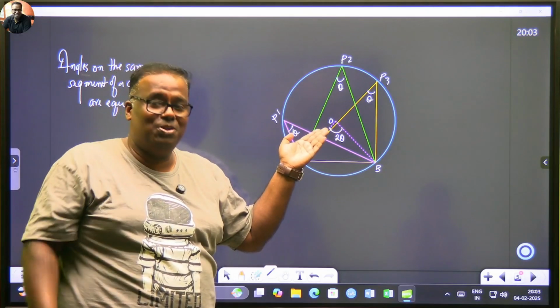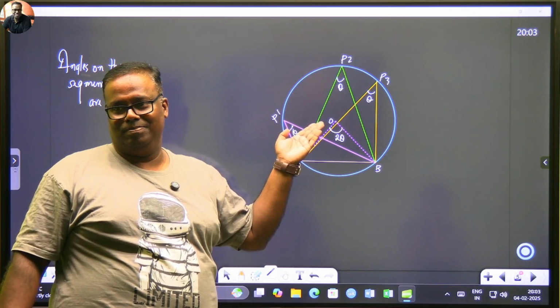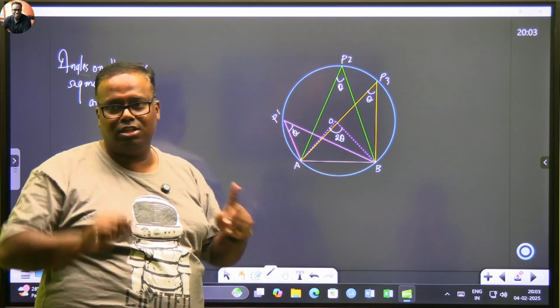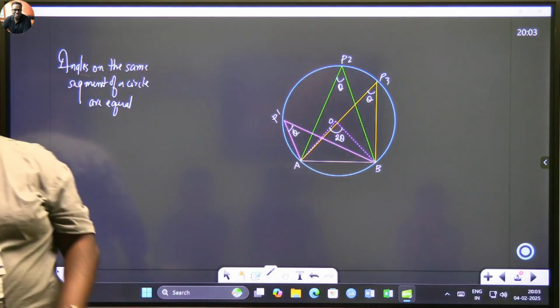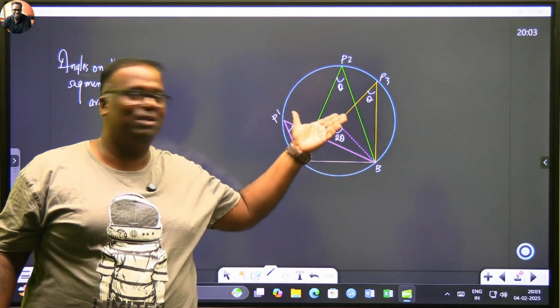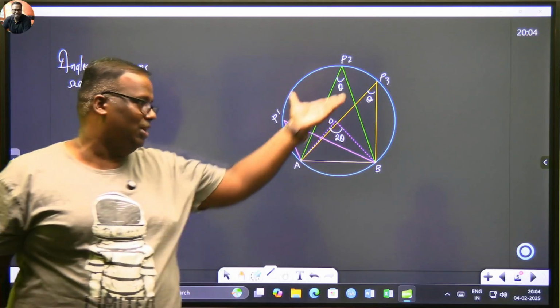Iska janam kahan se hua? From that angle subtended at the center. Beautiful theorem. This is known as the trouser theorem. Pant ki tarah dikhta hai. Dekho dono pav hain. This is called the trouser theorem. So we learned namaste. Namaste is followed by trouser. Angles on the same segment are always equal.